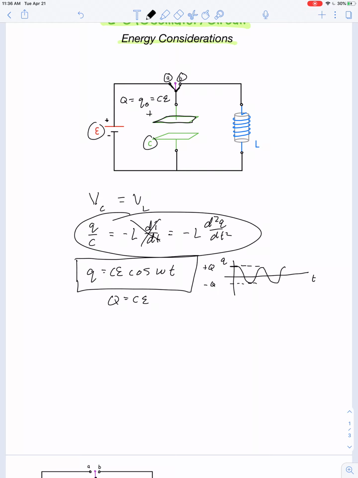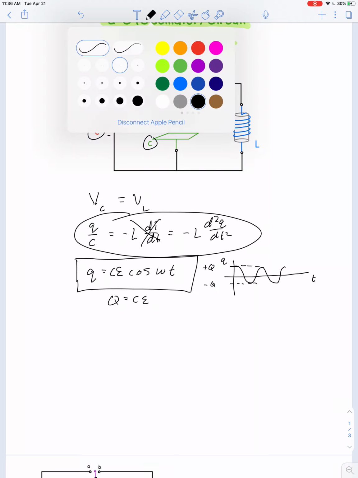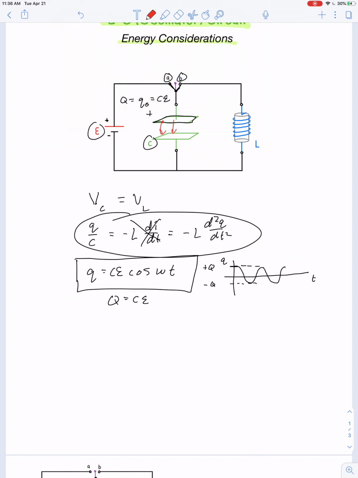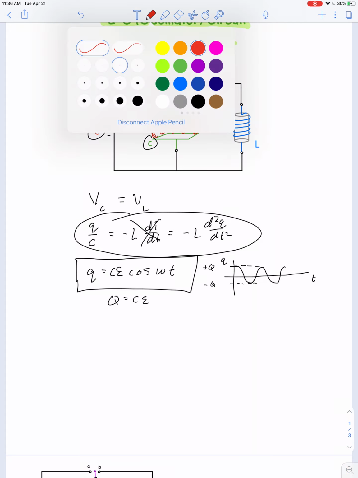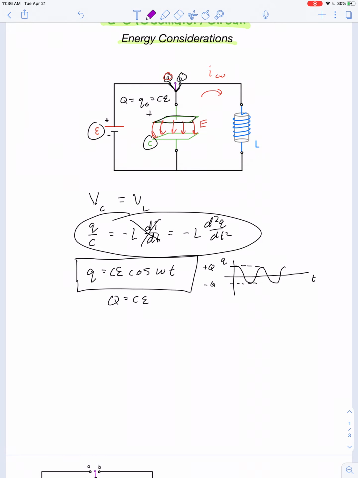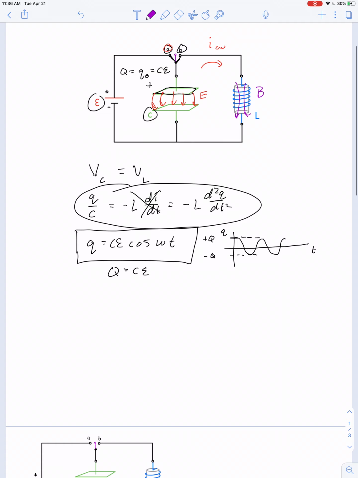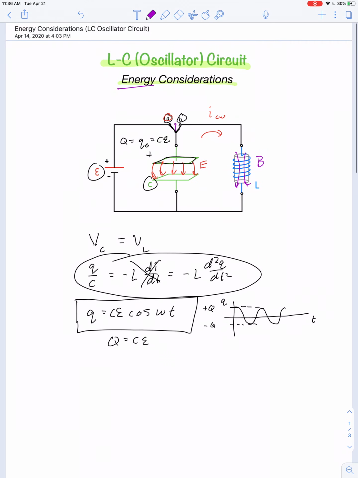When we throw the switch into position B, that electric field that had built up between the plates of the capacitor when the switch was in position A starts to decrease. The electric field shrinks as this clockwise current starts to develop in the circuit. That clockwise current flows through the inductor, and as the electric field is shrinking, the magnetic field in the inductor is increasing. So let's take into account some energy considerations.